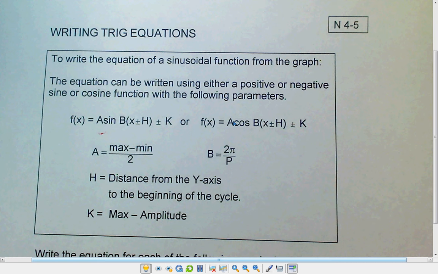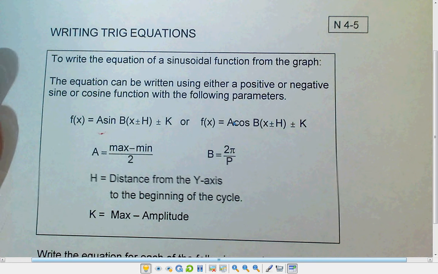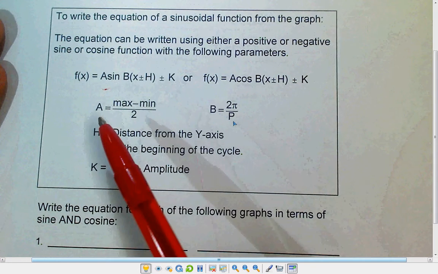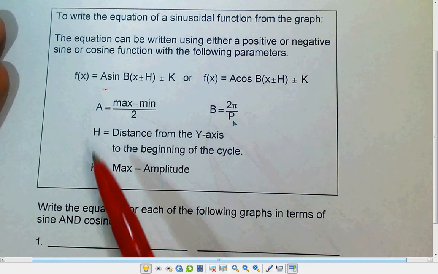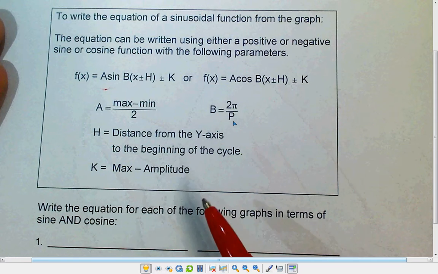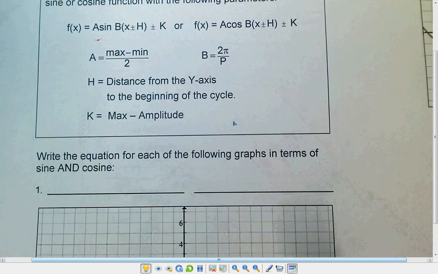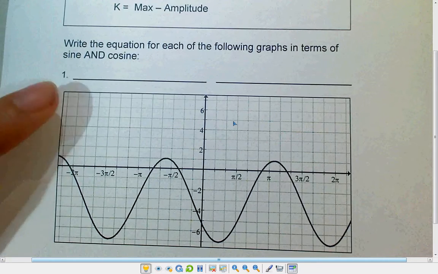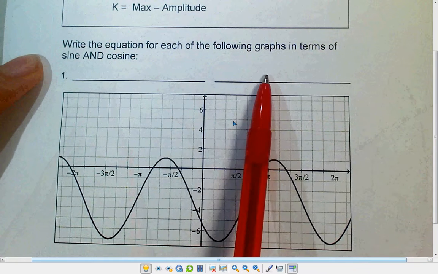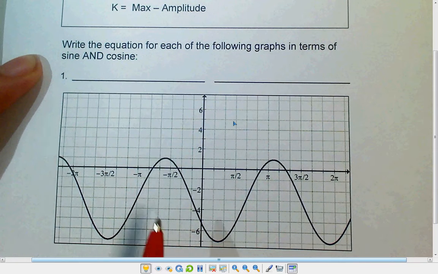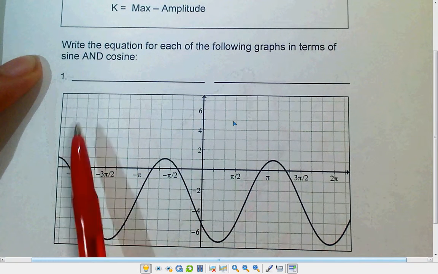Today we're going to be writing trig equations given the graph, including horizontal and vertical shifts. So this is a little bit more complicated than what we were doing last week. I have given you how we're going to find our a, b, h, and k for all of these equations. For the graphs, usually I'm going to be asking you for both sine and cosine. So you should be able to write two equations, one with sine, one with cosine for each graph.